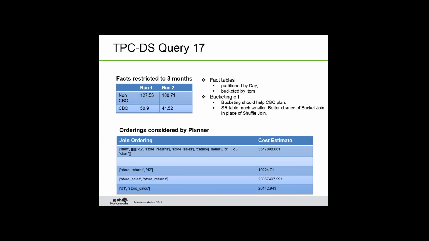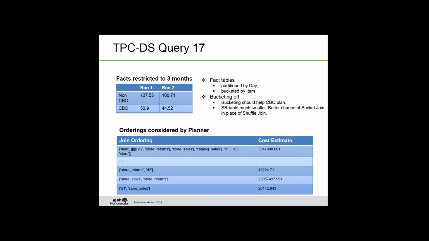So basically, there is a keyword called explain. This explain keyword helps to see the plan, and to check if the correct statistics are being utilized. CBO also typically requires the columnar statistics. Take an example like a sales transaction fact table, which needs to be partitioned by day and also bucketed by item. If the bucketed option is turned off, then bucketing should help the CBO plan, the cost-based optimization plan.